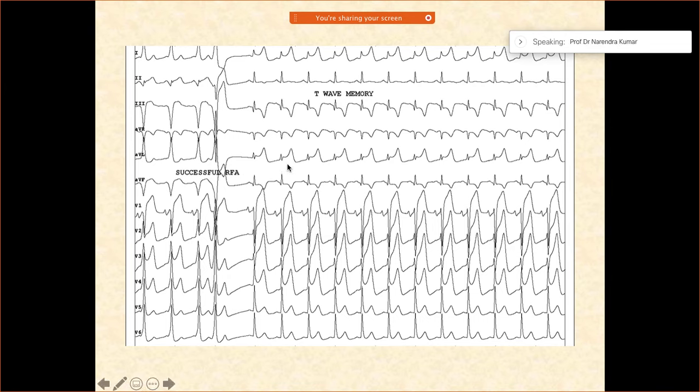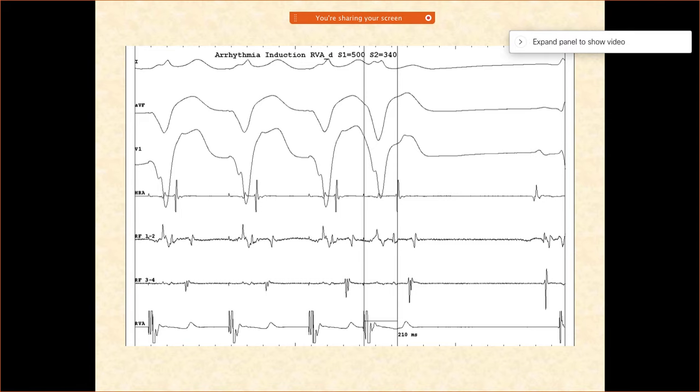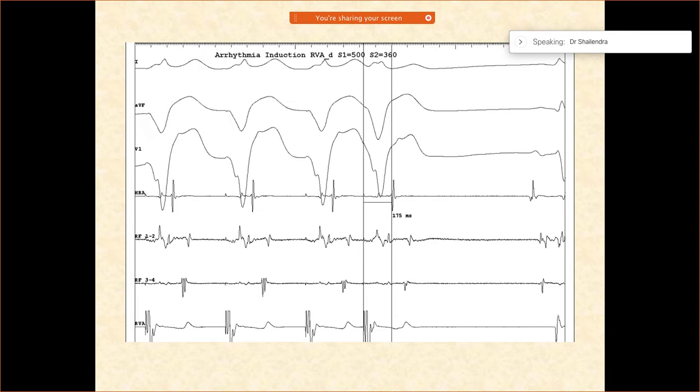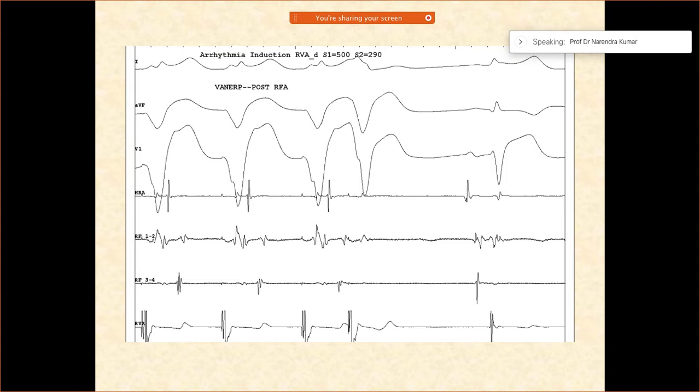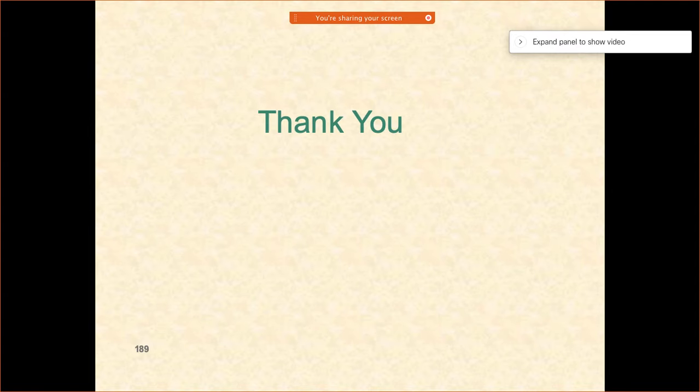And after the ablation, what do you notice over here? The T wave which was positive in lead 2, 3, and aVF, the inferior leads, what do you notice? They become inverted. So this is called the T wave memory sign, in fact. Then you are trying to do again an induction of the arrhythmia. It doesn't get induced, doesn't get induced. You are trying again the VA nodal effective refractory period, and you don't get it further.